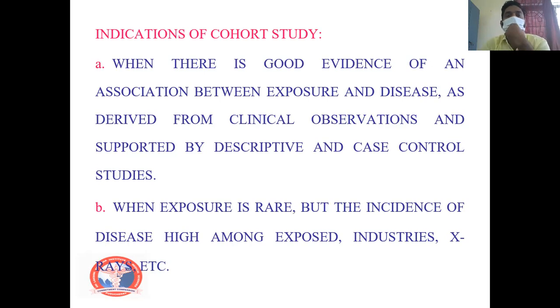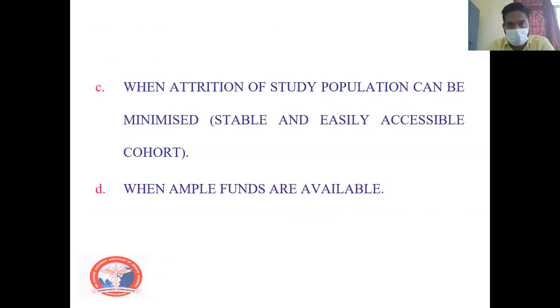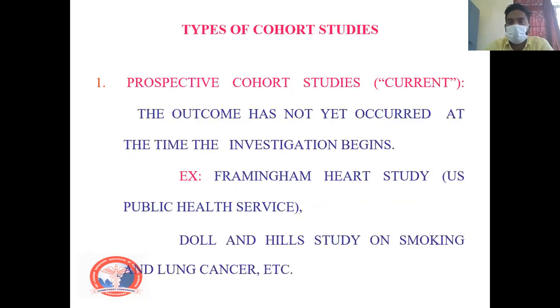When there is good evidence of an association between exposure and the disease, as derived from clinical observations and supported by descriptive and case control studies. When an exposure is rare, but the incidence of disease is high among the exposed, like industries and X-rays, etc. When attrition of the study population can be minimized, the cohort is stable and easily accessible, and ample funds are available.